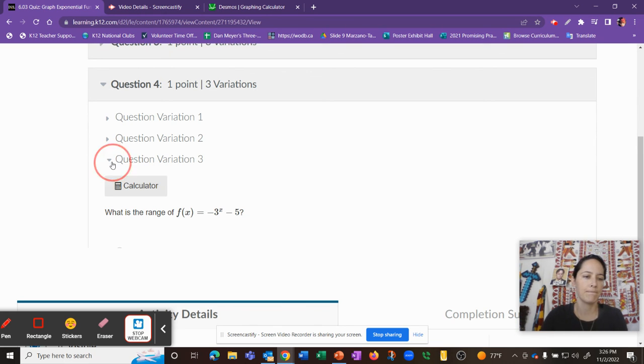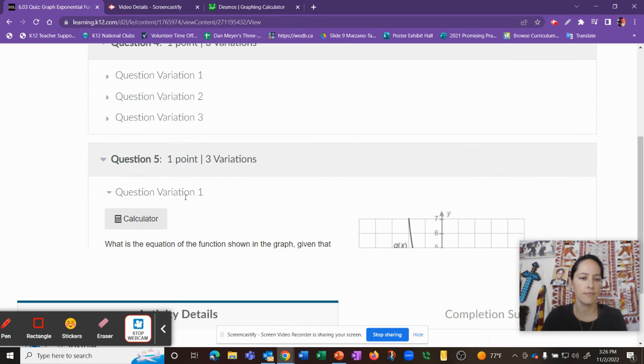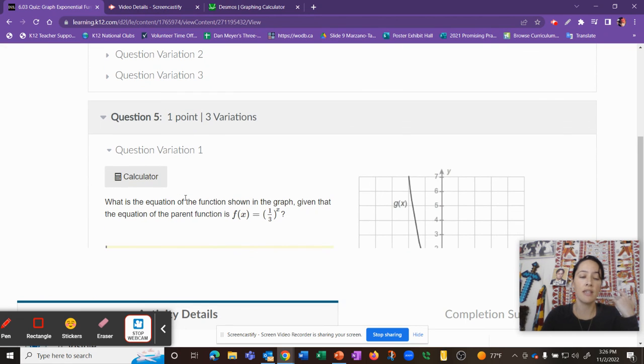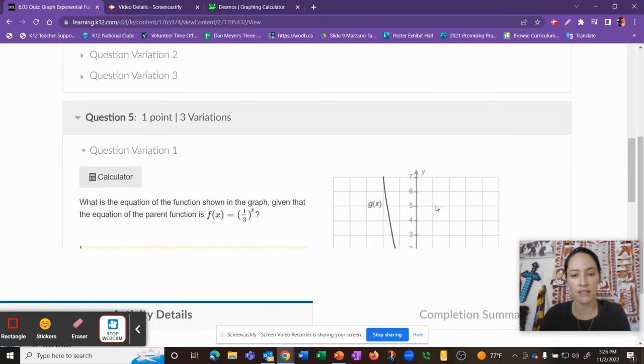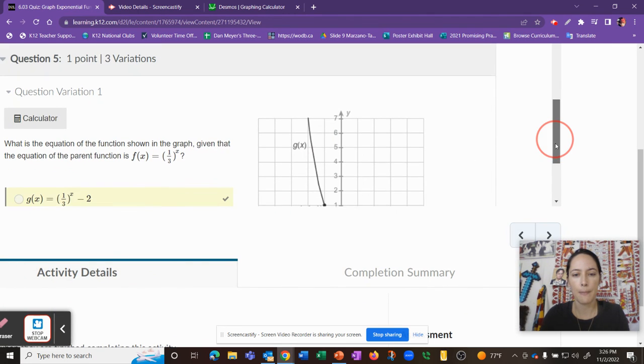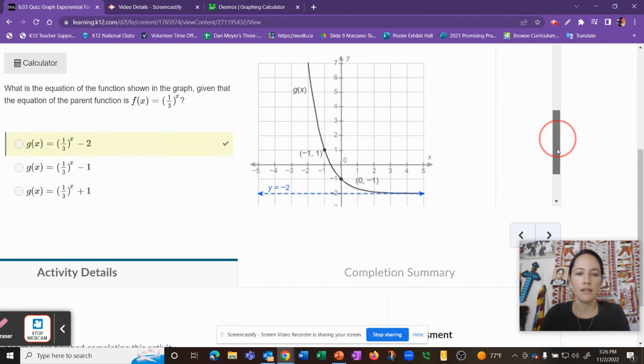Okay. What is the equation of the function shown in the graph given that the equation's parent function, the changes we talked about today, with the changes we explored with marble slides, is 1/3 to the power of x. Well, look at the asymptote, -2. Boop.